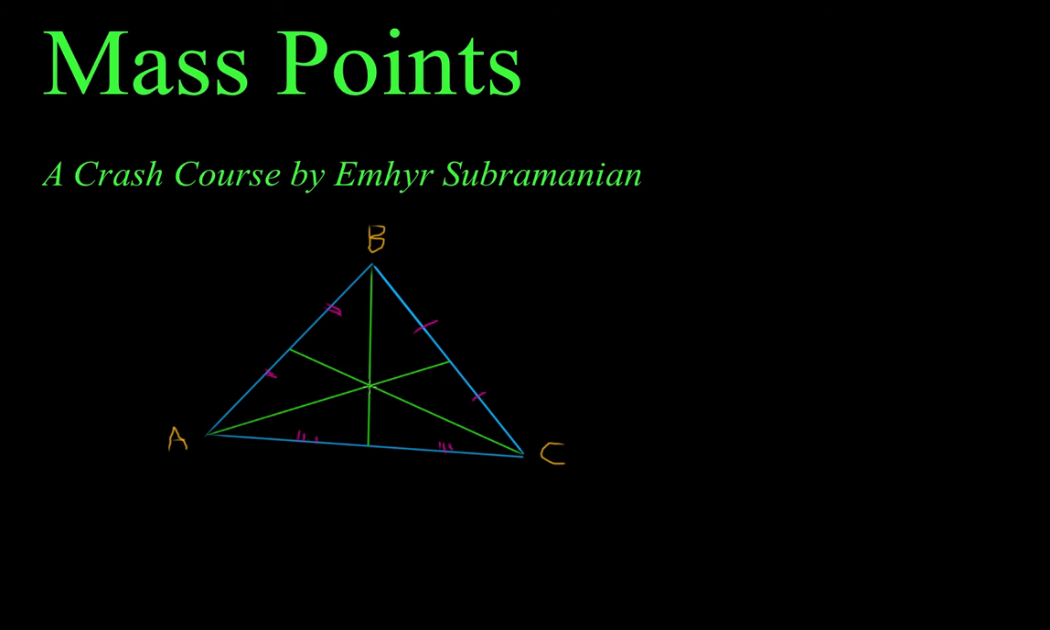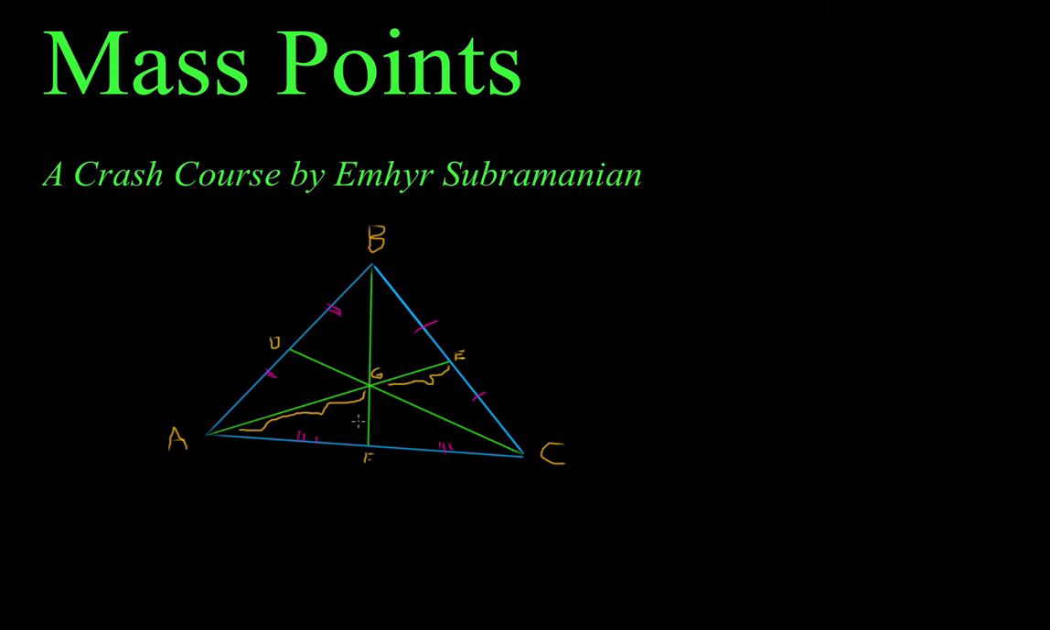So now let's label some points. Let's call this point here D, then we'll call this point here E, and then we'll call this point here F. And then we'll call this intersection point G. The problem we're trying to solve is: what's the ratio between one of the shorter segments of the median and the longer segment of the median? So this is a shorter segment and this is a longer segment.